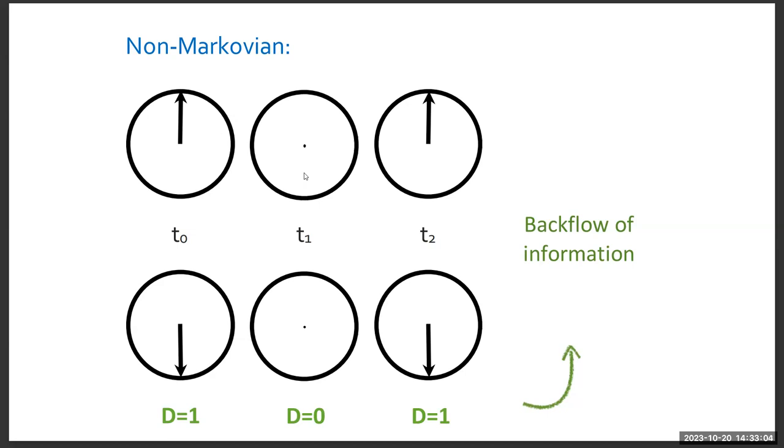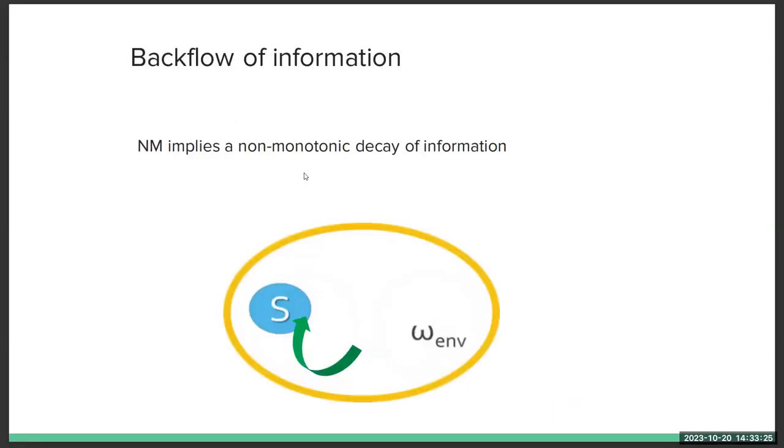But at some point you are recovering distinguishability. So instead of just doing this measurement for quantum key distribution at a certain time, you will wait a little bit more and you will have more distinguishability. Things like this. This is just an example, okay? Why I think this backflow of information can be seen as a resource. Cool. So, non-Markovian implies a non-monotonic decay of information.